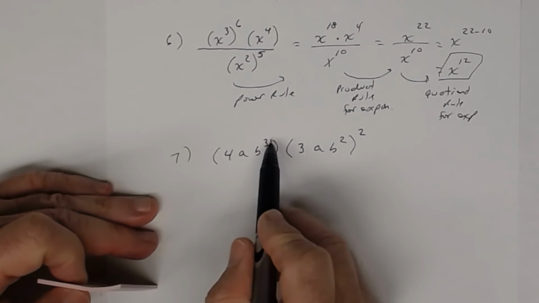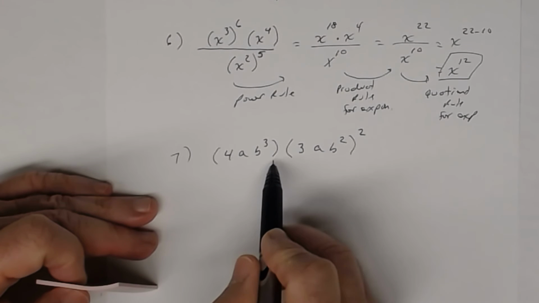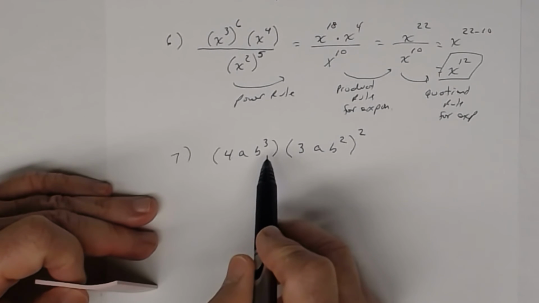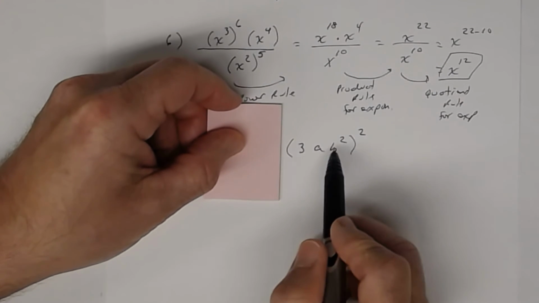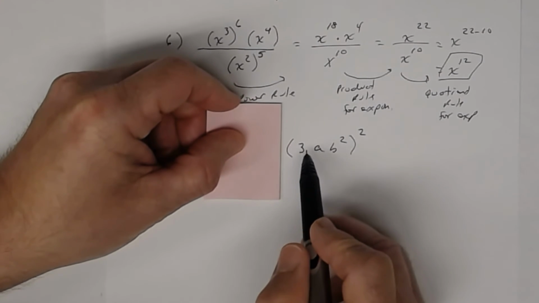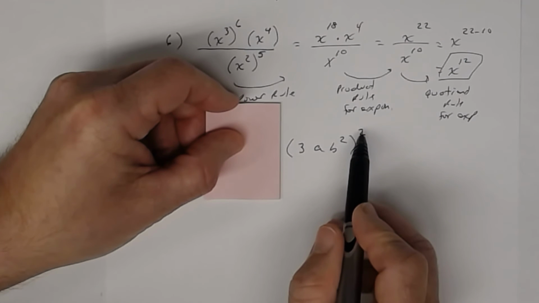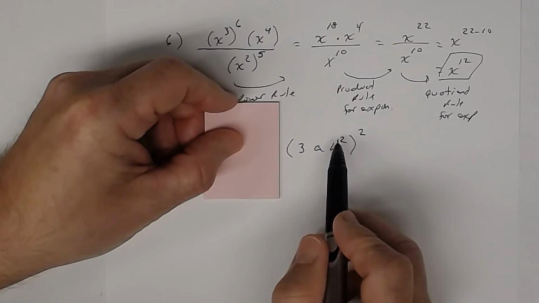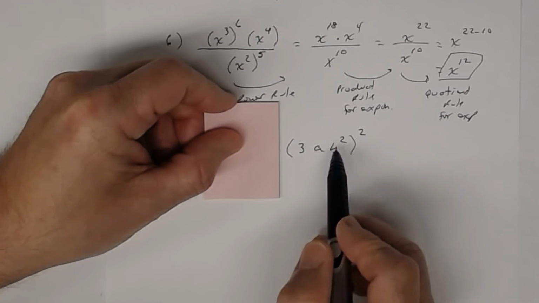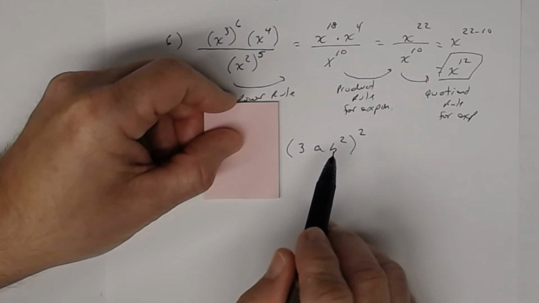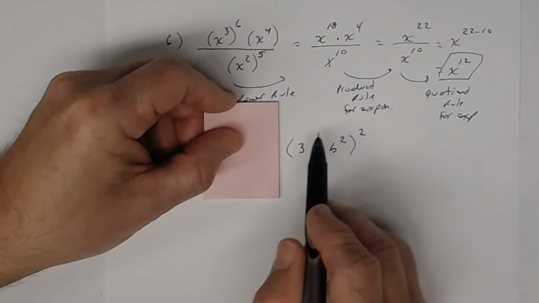I have 2 sets of parentheses. This parentheses here is being raised to the 1st power, correct? But this quantity here is being raised to the 2nd power. So I've got to deal with that first. I have to think about what is the power of this product right here. So what I've got to do first is simplify this.